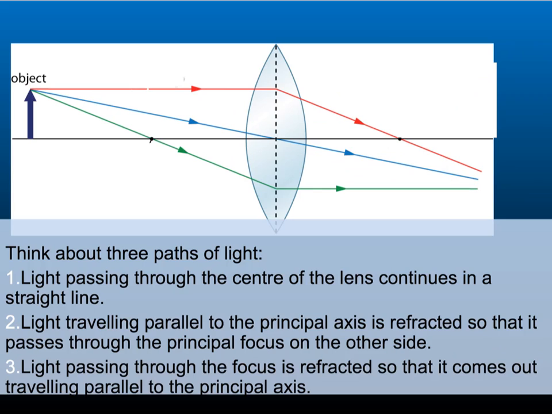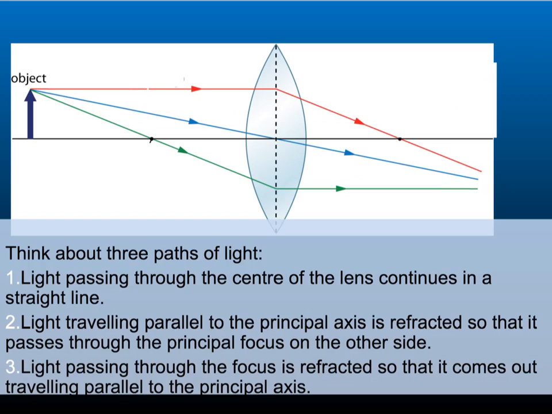Light is being reflected from the tip in many directions, but we can find out where the image will be by considering light that follows one of the 3 paths. The first path is light passing through the optical centre of the lens, which is this one, the blue one. This ray is not refracted and passes straight through in a straight line.